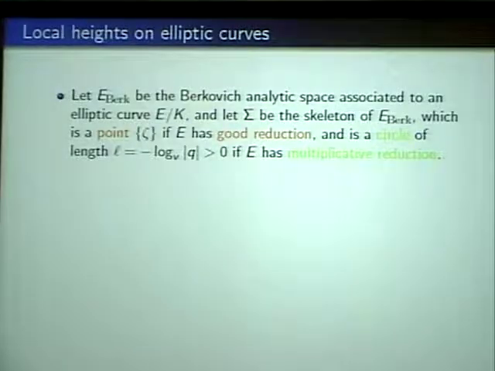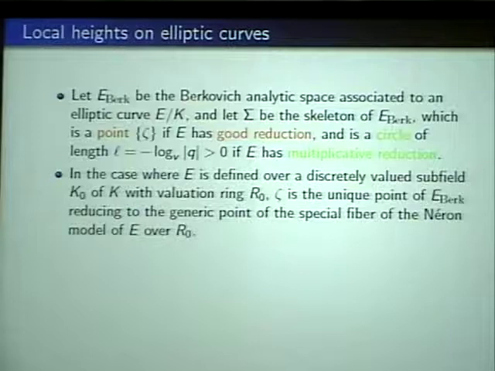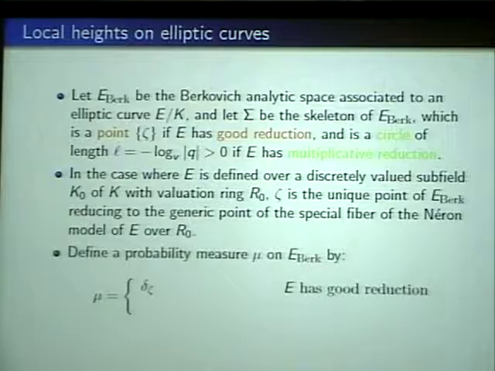If you have the Berkovich analytic space associated to an elliptic curve, and I have this skeleton sigma, which is either a point in the good reduction case or a circle of this length in the multiplicative reduction case, I want to say that the local height function on the elliptic curve has some kind of interpretation in terms of Berkovich spaces. In the good reduction case, it's related to Néron models. Let me skip that because I'm running out of time.